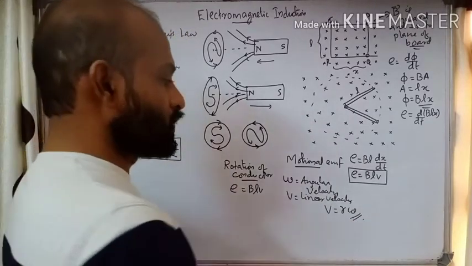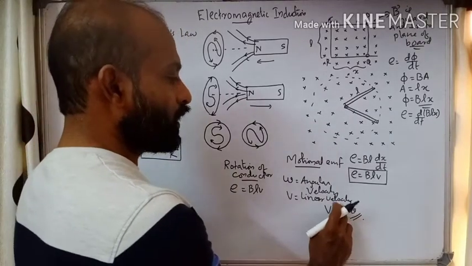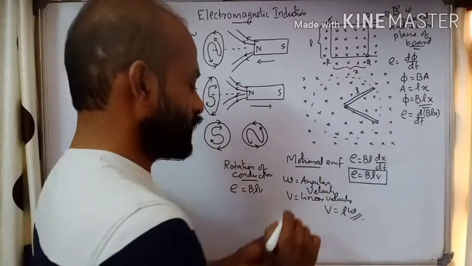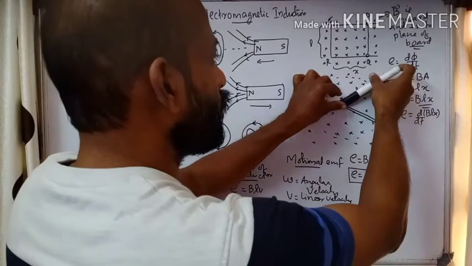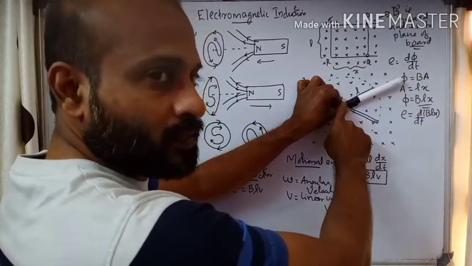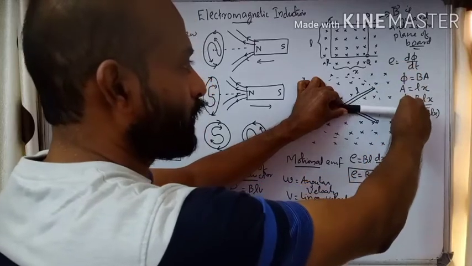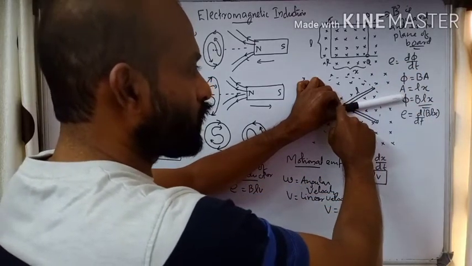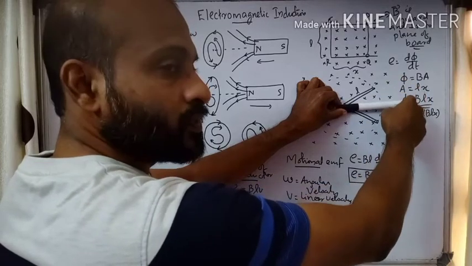Now, what is the velocity? Instead of R, we can use L, the length of the conductor. V is equal to L omega, since L is equal to the radius. Now, when we move the conductor like this, one end of the conductor is almost at rest. The center portion has velocity 0, and the far end has the maximum velocity.